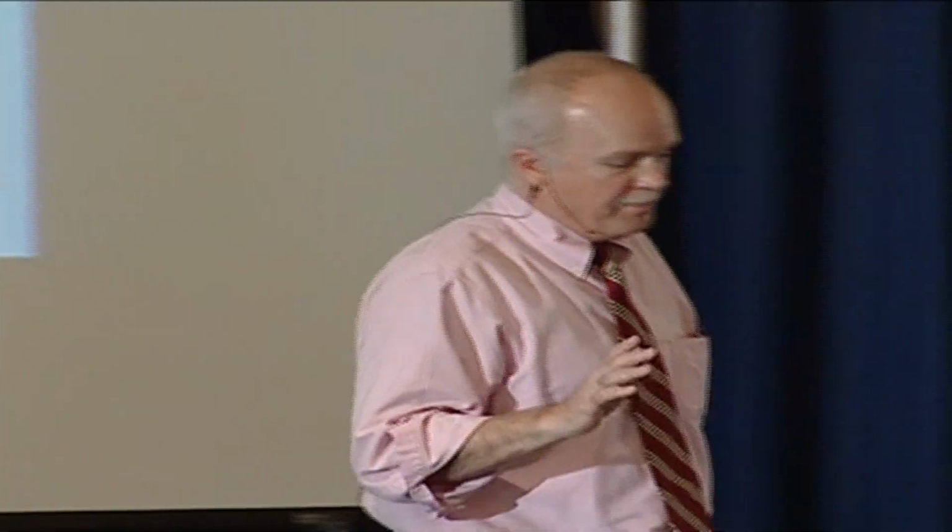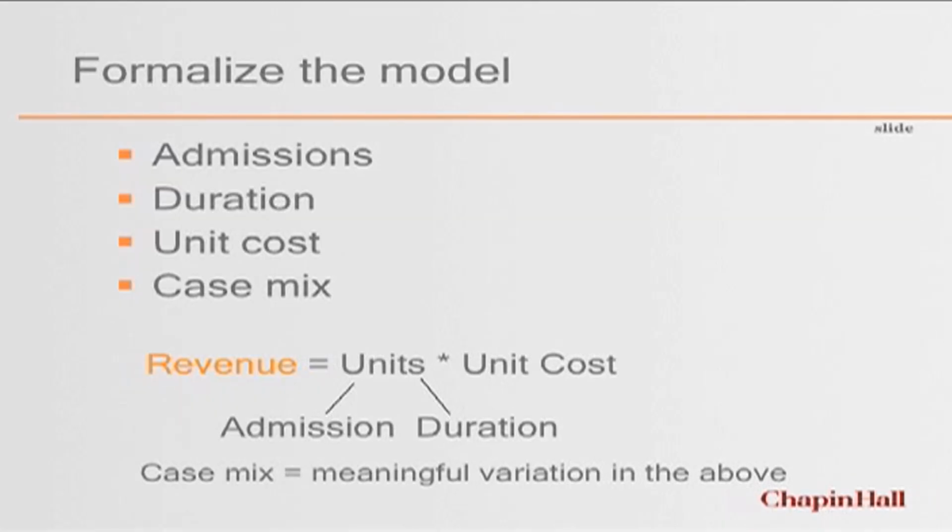And so you might have these case mix changes that relate to the type of kids that get in, how quickly they get out, and the unit costs associated with it. Those are details that have to be worked out, and they can be worked out within the context of this model. So now what we want to do is formalize the model. We want to say, what do we have to do to manage this system and link it to the outcomes?